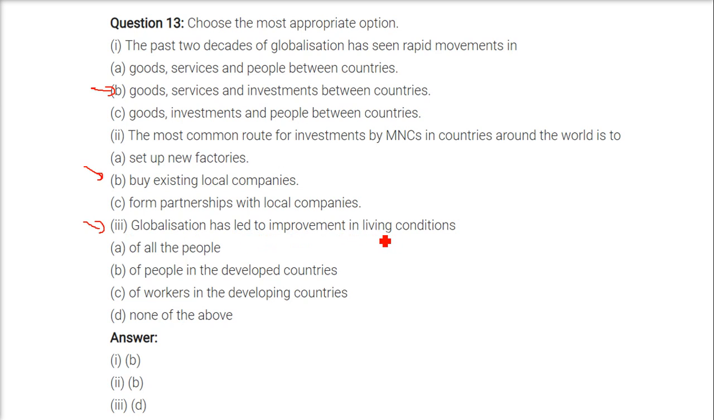Third one is globalization has led to improvement in living conditions of: all the people, the people in the developed countries, the workers in the developing countries, none of the above. So you can answer none of the above. But I have an argument that people in the developed countries are benefited. So B can be answered, but because it is not very much specified in the text, we'll go with D, none of the above.